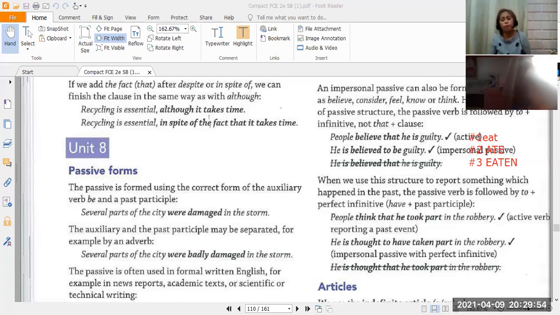Here, I have a list of the tenses, and you can see that each uses be and the past participle. But the tenses in red, present perfect continuous and past perfect continuous, do not have a natural passive form. Don't try to form the passive using the red tenses. It's very complicated.